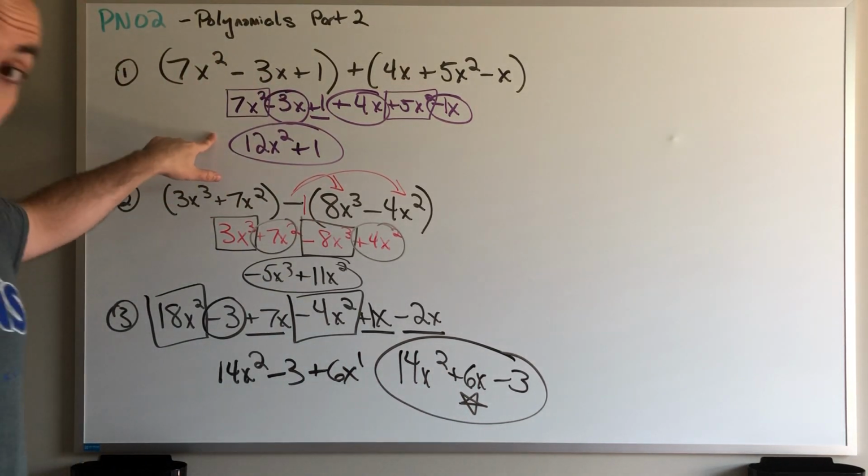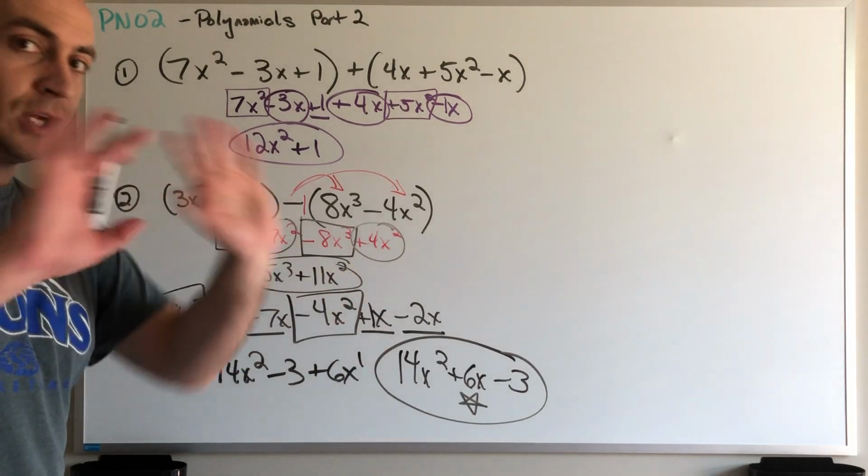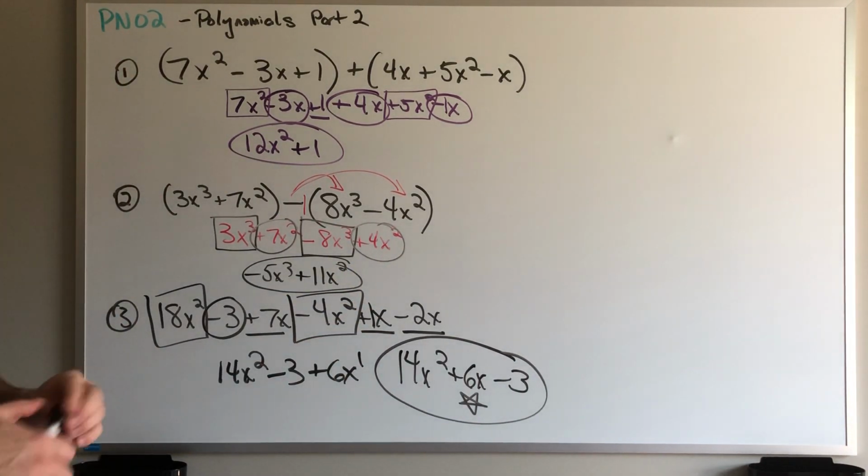Let's just make sure we're good with order here. There's an x squared there, good. X to the third, x squared, good to go. All right? Hopefully that's a little bit clear for you guys.